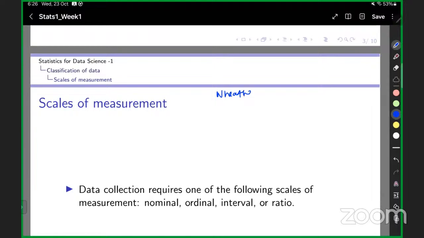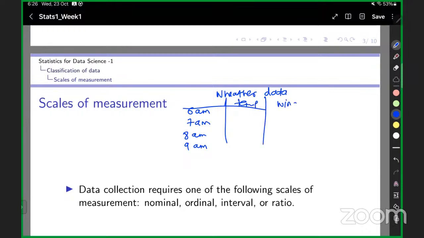Let's say you have weather data which is collected hourly. Say at 6 a.m. this happened, 7 a.m. this happened, 8 a.m., 9 something, right? Same thing, temperature and wind speed they are measuring, for every hour. So this is also time series. Yes, for this type of data as you have written now, this is time series data. Okay, sir, thank you.